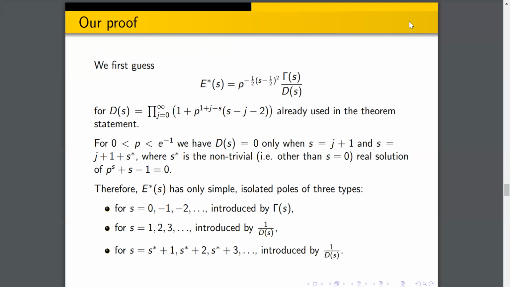One is for the positive integers, and one is the positive integers plus some non-trivial real solution of this equation, p to the s plus s minus 1 equals 0. And these are non-overlapping. This is some value between 0 and 1, as it turns out, for the range of p that we are interested in. And therefore, we know that we have these evenly spaced poles for all integers, and we have from 1 to 3 certain poles between them. Yet the crucial part is that, for example, between -1 and 0, there is no other pole.